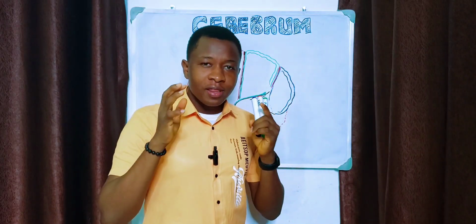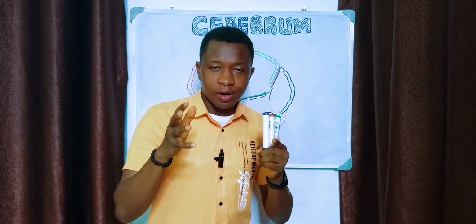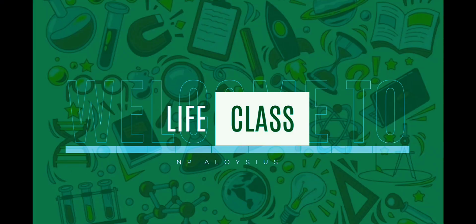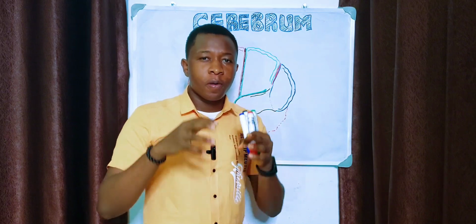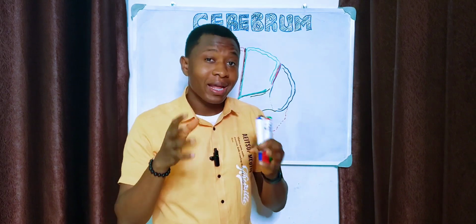Hi guys, so in this video we're going to be looking at the cerebrum. The cerebrum is the largest part of the brain. It is made up of both gray matter and white matter.